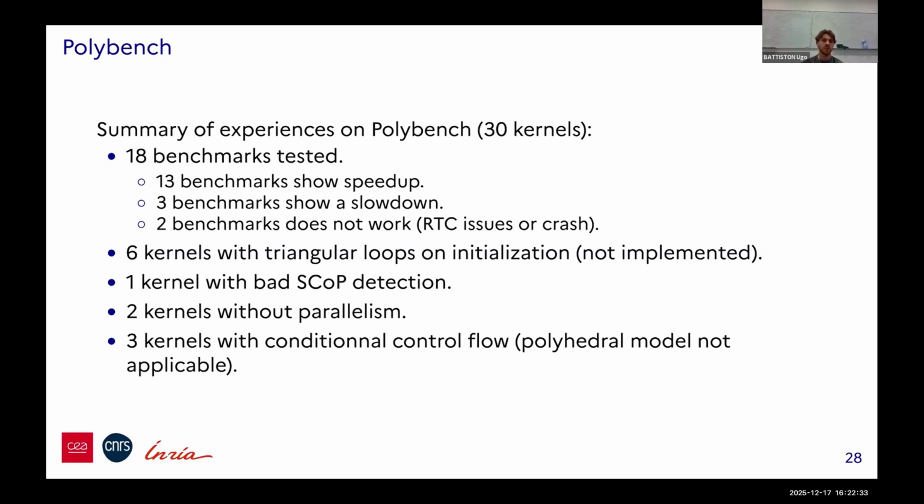1 kernel with a bad scope detection, 2 kernels without parallelism, but I will benchmark this, and 3 kernels with a conditional control flow loop, and the Polyhedral model cannot transform this.